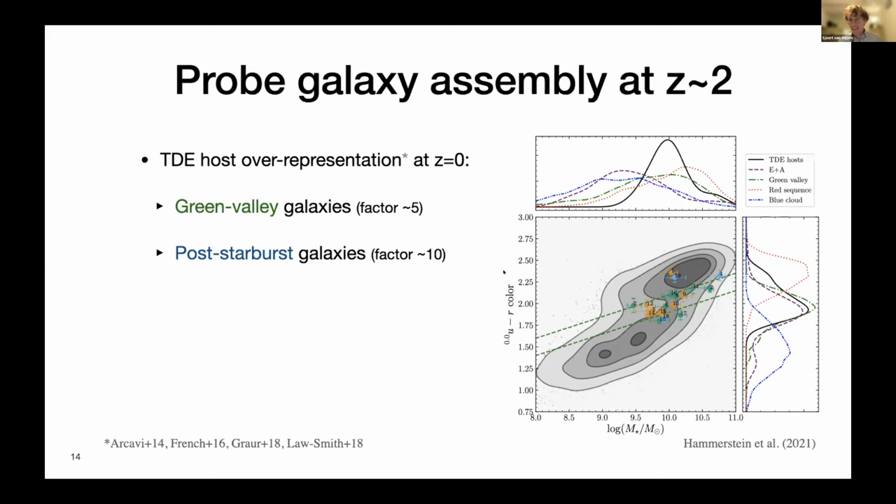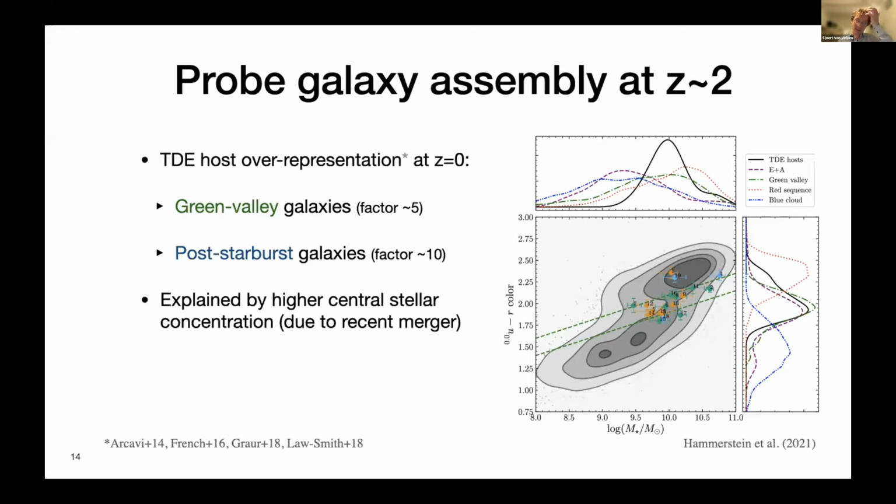This is a traditional color magnitude diagram for galaxies with the contours encompassing Sloan galaxies matched in redshift to all these tidal disruption event host galaxies, which are shown with the little colored symbols. And they all fall in the Green Valley, which is sparsely populated at low redshift. That's where galaxies are transitioning from star forming to passive.